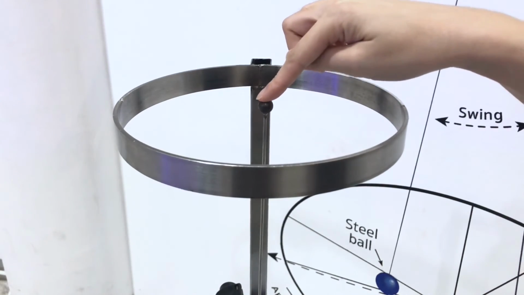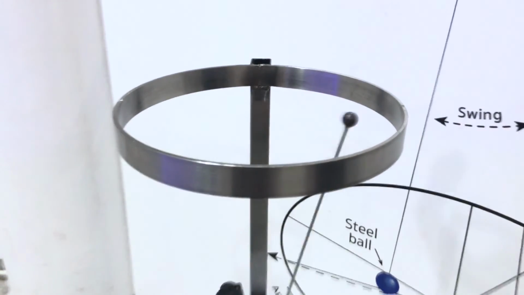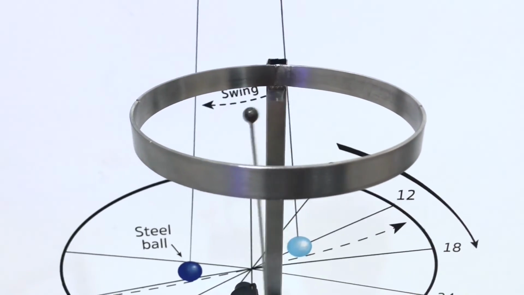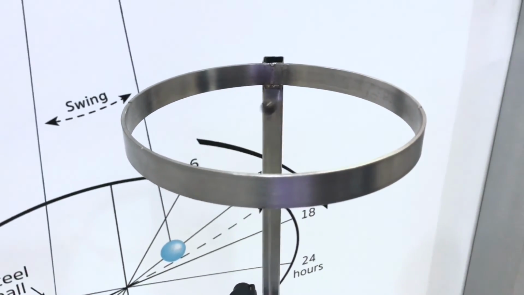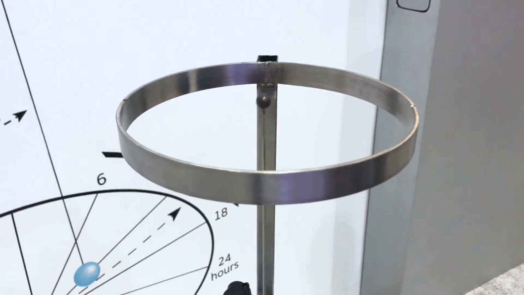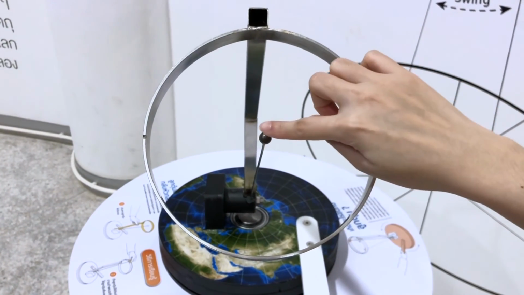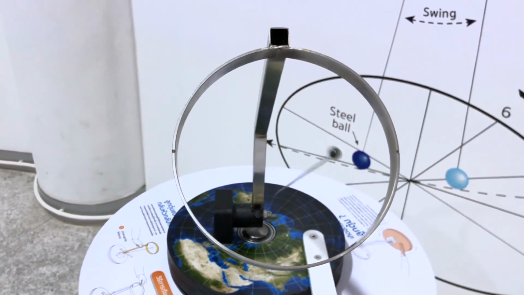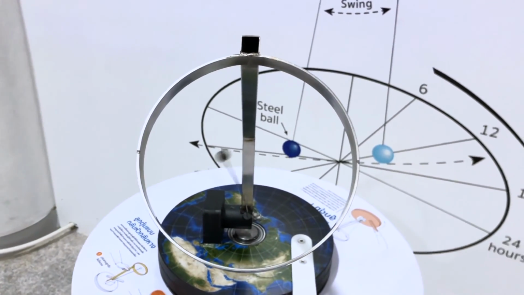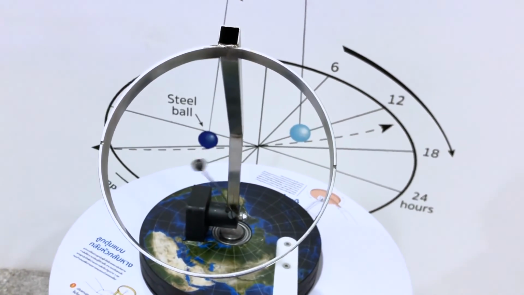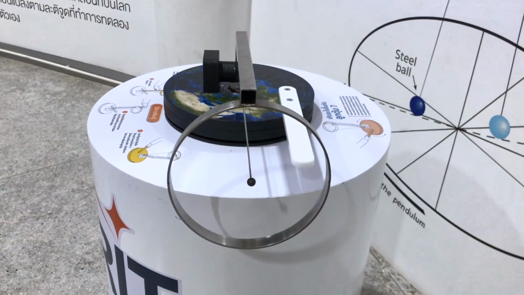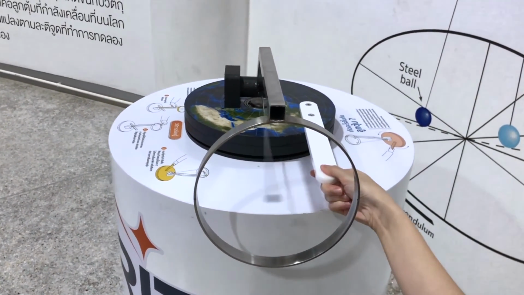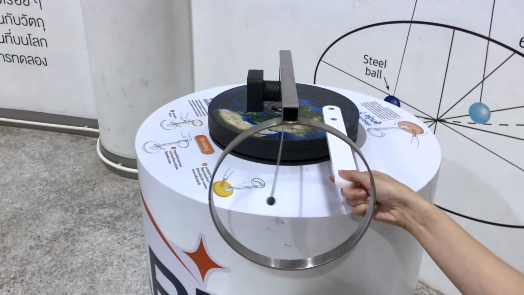With the straight-up position, when the base rotates 90 degrees, the pendulum will also rotate 90 degrees. For the 45-degree position, when the base rotates 90 degrees, the pendulum rotates halfway. But at 0 degrees, the pendulum will never change its direction from the origin.